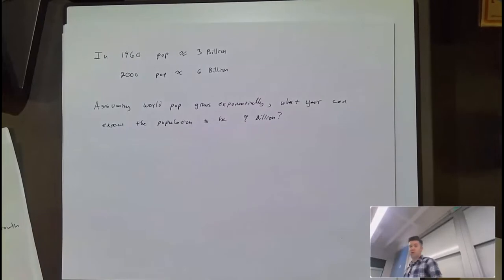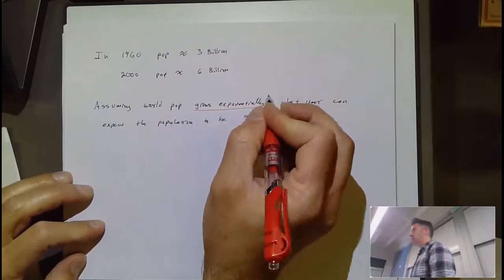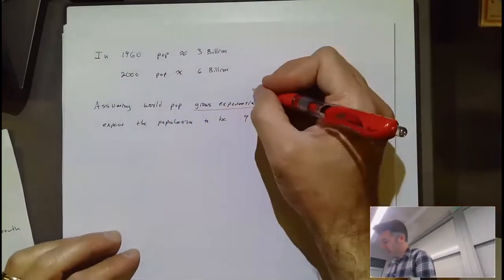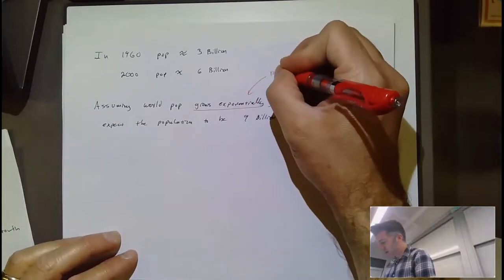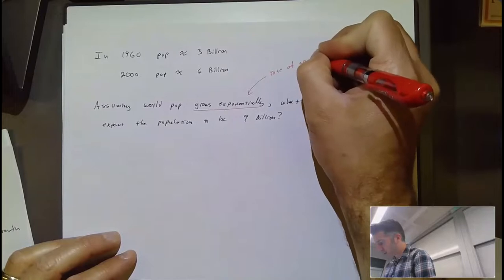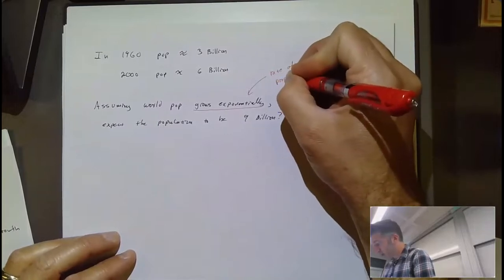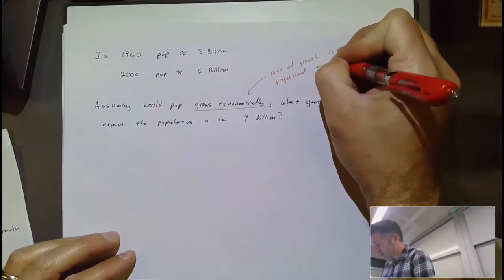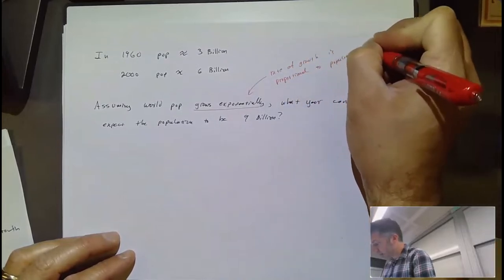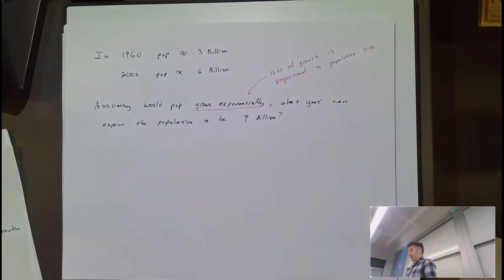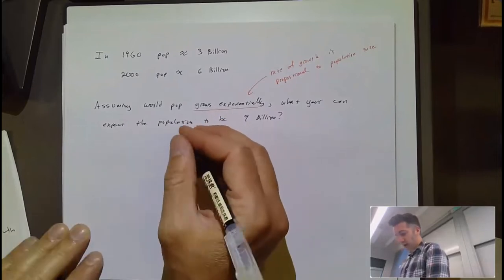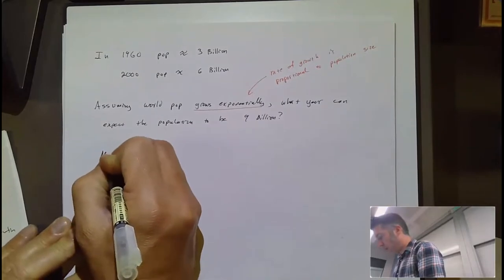All right, so when you see these words, assuming the population grows exponentially, another way of saying this is the rate of growth is proportional to the population size. Those two phrases mean the same thing. They're definitely written differently, they are different words, but they actually have the same meaning. If the rate of growth of the population is proportional to the population size, that means that the population is growing exponentially.